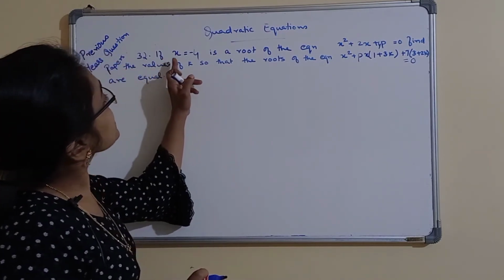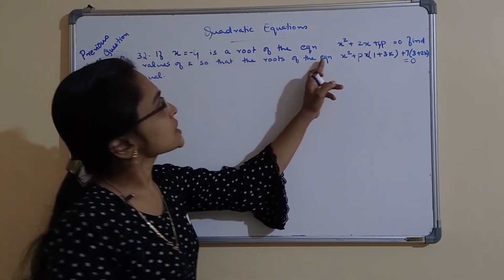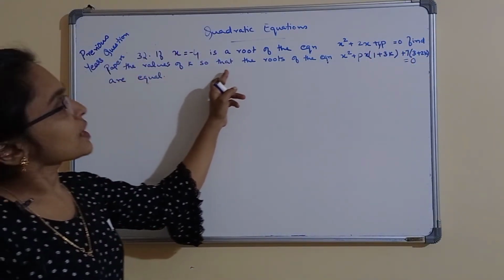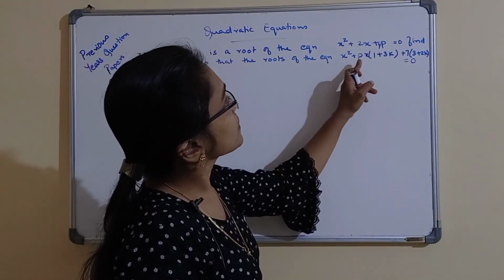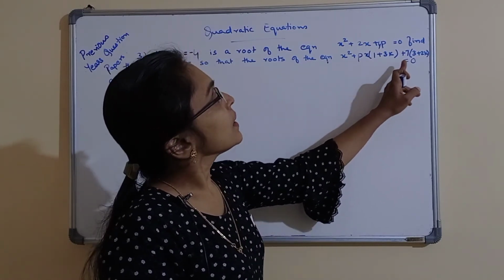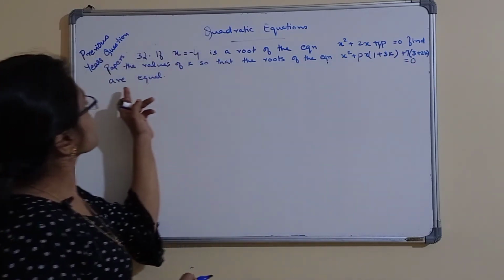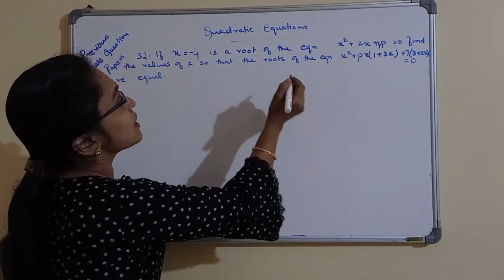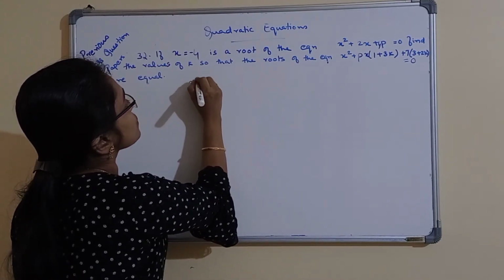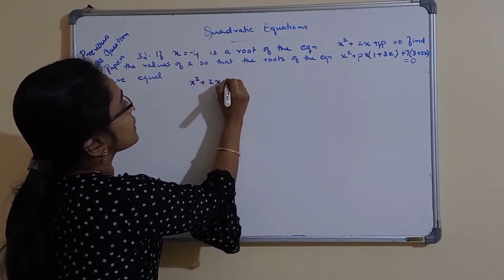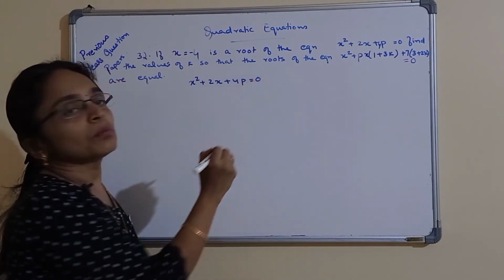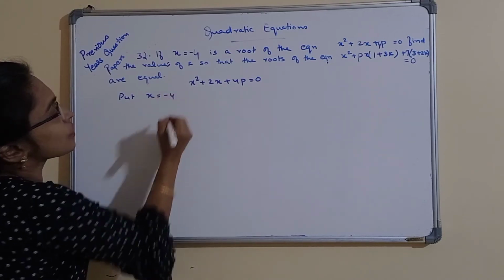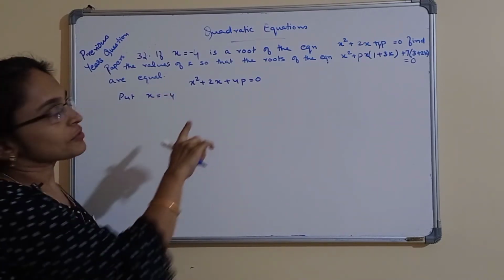Next one is, if x equal to minus 4 is a root of the equation x square plus 2x plus 4p equal to 0, find the values of k so that the roots of the equation x square plus px into 1 plus 3k plus 7 into 3 plus 2k equal to 0 are equal. Okay, so similar to the last question, we have x square plus 2x plus 4p equal to 0. So, put x equal to minus 4 because minus 4 is a root of this equation.